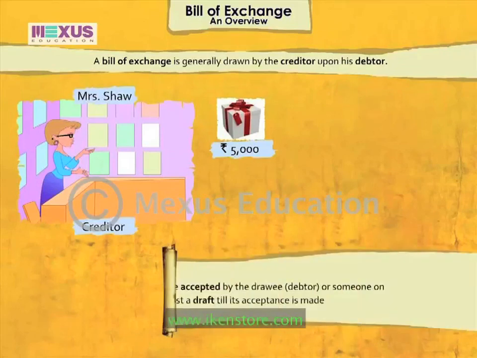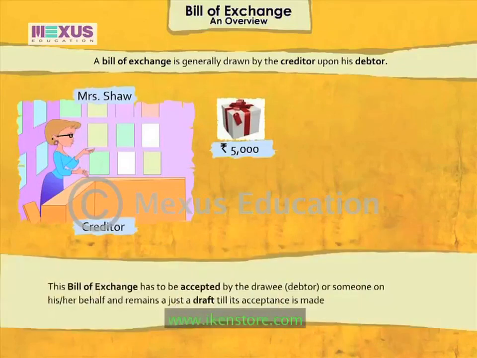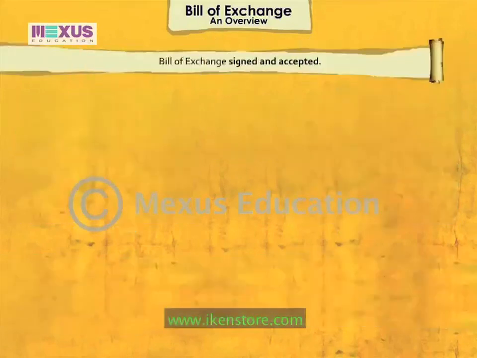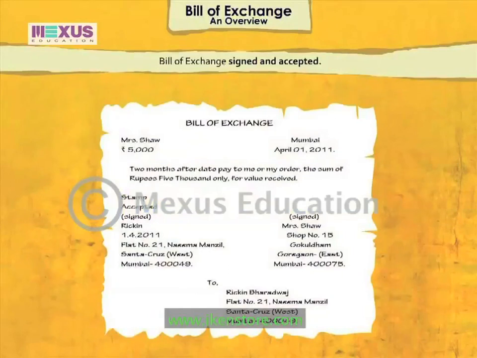This bill of exchange has to be accepted by the drawee or debtor or someone on his or her behalf and remains just a draft till its acceptance is made. Hence, a bill of exchange will come into existence only after writing the word accepted and appending the drawee's signature on it, to communicate his or her acceptance.